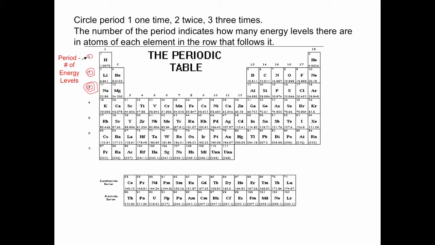I want you to circle period 1 one time, circle period 2 2 times, and circle period 3 3 times. Every time you're circling it, the number of circles are representing the number of energy levels that every atom in each element has in that row. So notice that period 1, each element only has 1 energy level, and we know the first energy level can only hold a maximum of 2 electrons. That is why there's only element 1, hydrogen, and 2, helium. And 3 has to go to the second period because it has 3 electrons, so it needs 2 energy levels.